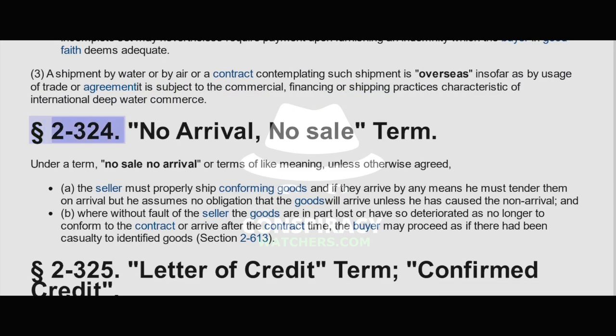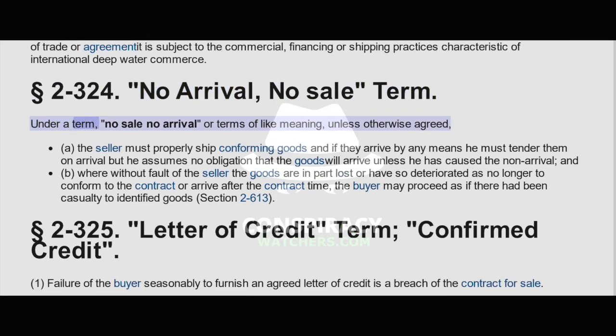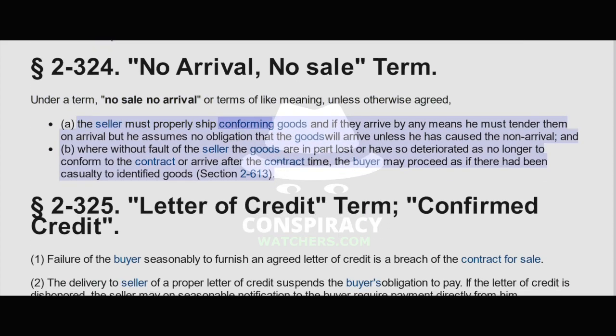Section 2-324. No arrival, no sale term. Under a term "no arrival, no sale" or terms of like meaning, unless otherwise agreed, the seller must properly ship conforming goods, and if they arrive by any means he must tender them on arrival, but he assumes no obligation that the goods will arrive unless he has caused the non-arrival; and where without fault of the seller the goods are in part lost or have so deteriorated as no longer to conform to the contract, or arrive after the contract time, the buyer may proceed as if there had been casualty to identified goods.